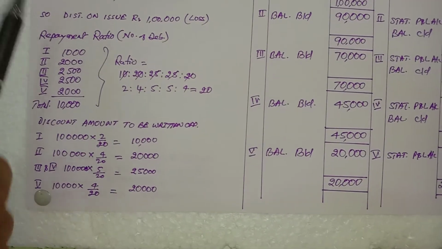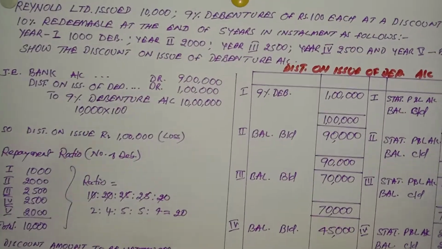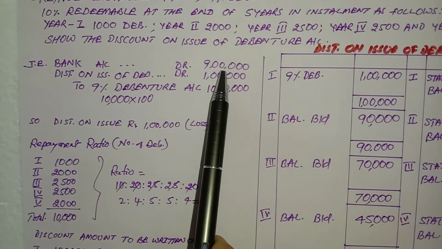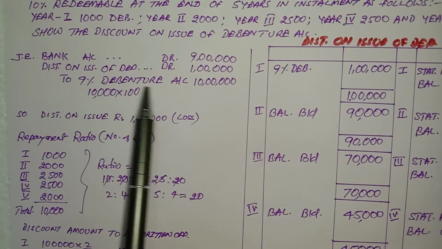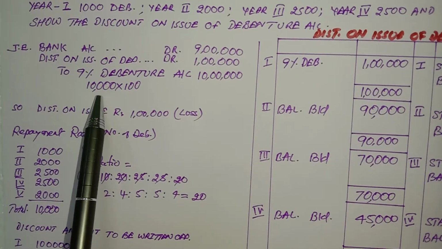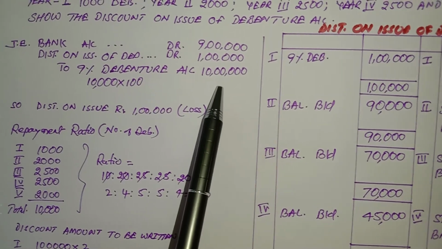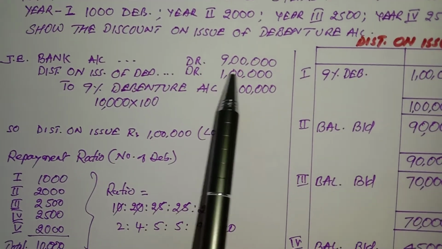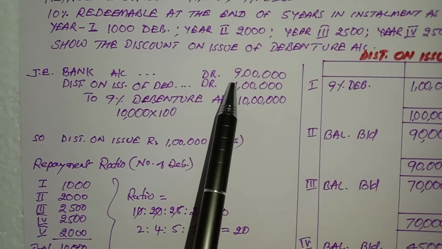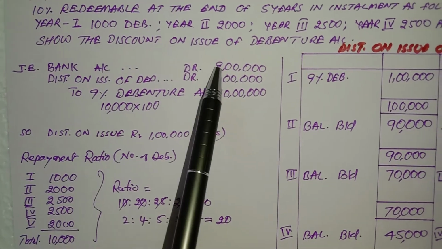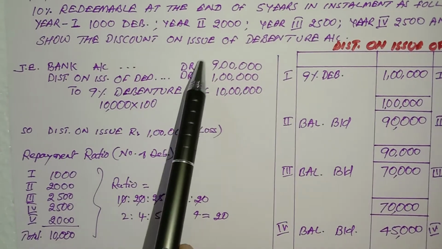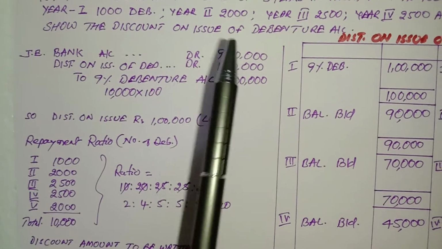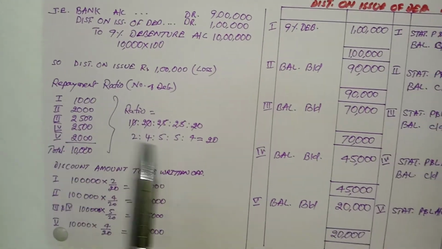Now let's come to the journal entry which is coming out from this question. The journal entry is again bank account debit and debenture account credit. Our debenture is 10,000 debentures into 100 rupees, so 10 lakhs. On this 10% discount is there, that's why I have put 1 lakh rupees as discount. On this 10% discount when you take, it will be 1 lakh, and the balancing figure goes to the bank account, that is 9 lakhs. Now this 1 lakh I am going to adjust in this ratio, that is unequal installment.